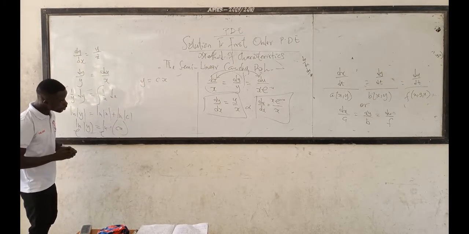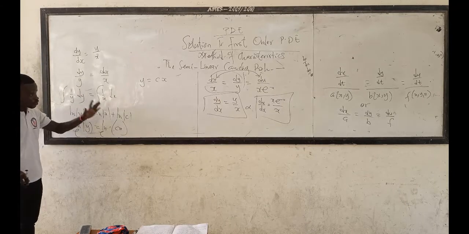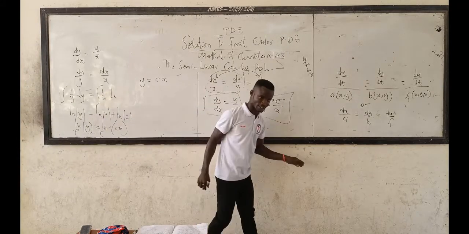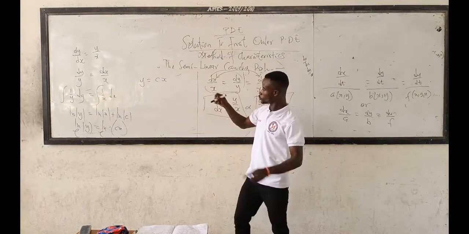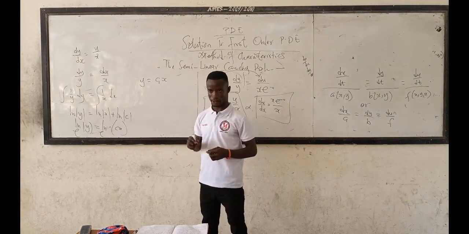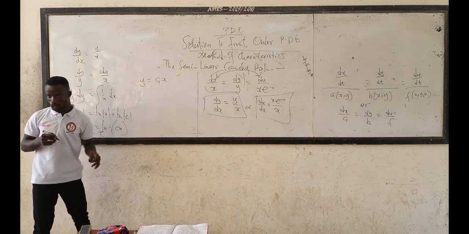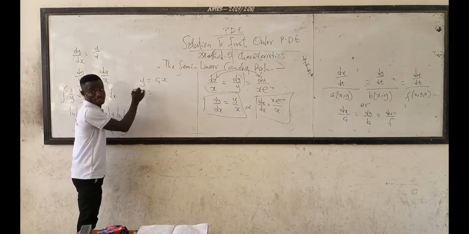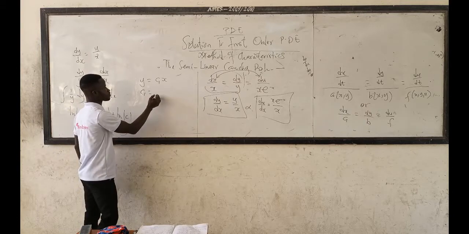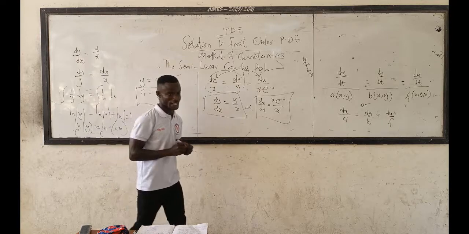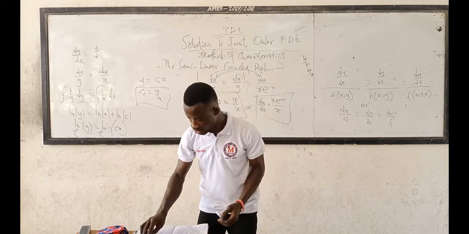But look at something. After solving this, you get it. So it's better you call this C1. Very good. Then the next one will be C2. Then we make C1 the subject. When we make C1 the subject, we get y over x. Let's go for the next one.